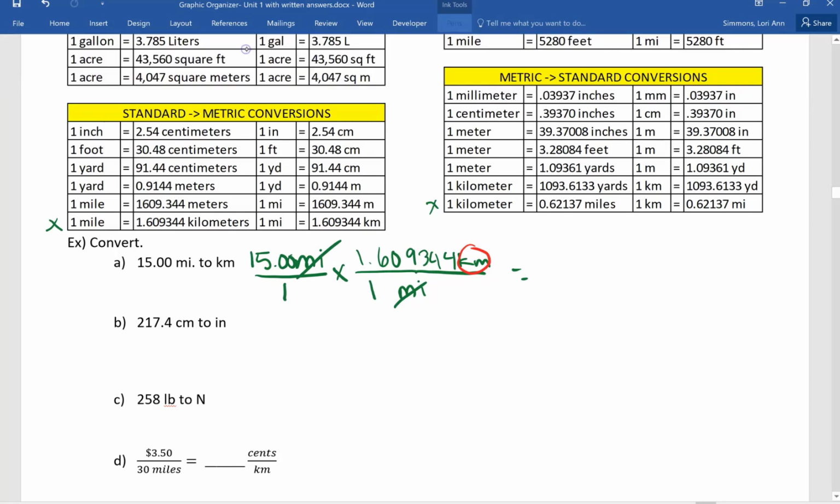And that is the unit we wanted. So if you take 15 times 1.609344, you're going to get 24.14 as your answer. There are 4 significant digits in our first example, so we want 4 significant digits in our final answer.